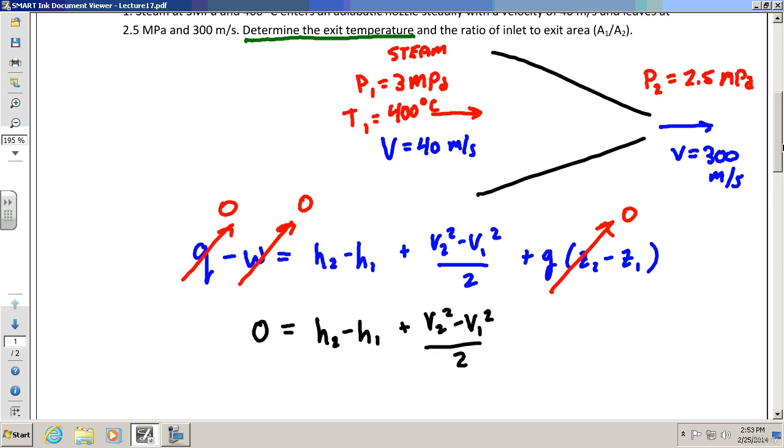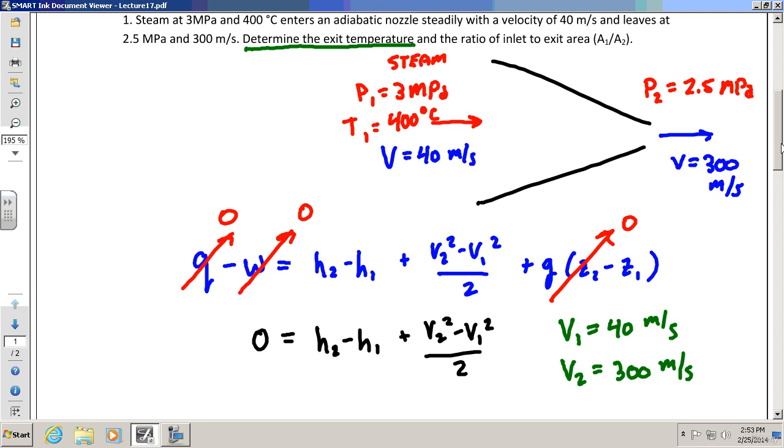Now, I can actually substitute pretty much everything but H2 into that equation, right? Because I certainly know V1 and V2, that's easy. V1 is the inlet velocity. That's 40 meters per second. V2 is the exit velocity. That's 300 meters per second. But I don't think I can get H2. That's the enthalpy at the exit. Why can't I get H2 at the exit in that formula? I don't have temperature, I only know pressure, right?